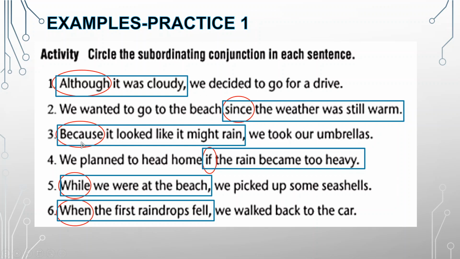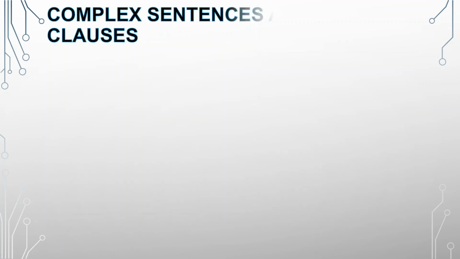The same with number 3, because it looked like it might rain. Again, it doesn't make sense because it cannot stand alone because of the subordinating conjunction here. And we need the following words, we took our umbrellas, to make it complete. Alright? So that's the first lesson that we discussed before about subordinating conjunctions. So we have a list of subordinating conjunctions, and with subordinating conjunctions, phrases or groups of words cannot stand alone with them. Alright? Let's go to the next lesson that we finished before.